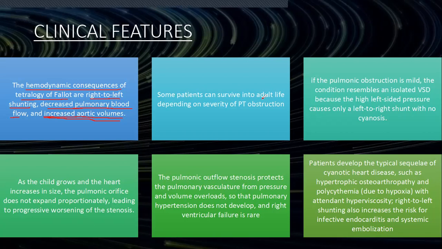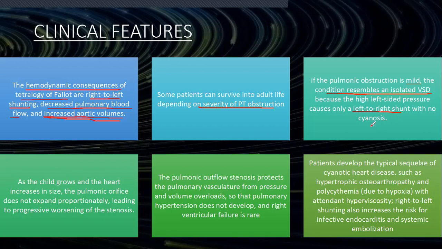Now, some patients can survive into adult life depending on the severity of the obstruction of the pulmonary trunk or the right ventricular outflow tract. If that obstruction is mild, the condition will resemble an isolated ventricular septal defect. Why? If the obstruction is mild, the right ventricle won't be hypertrophied because it will not be working against any resistance. So in this case, the left ventricular pressures will be higher than those of the right. So blood will be flowing from left to right. So there will be a left to right shunt with no cyanosis.